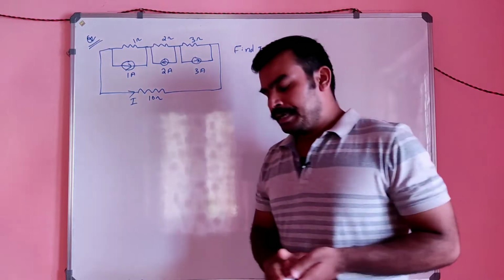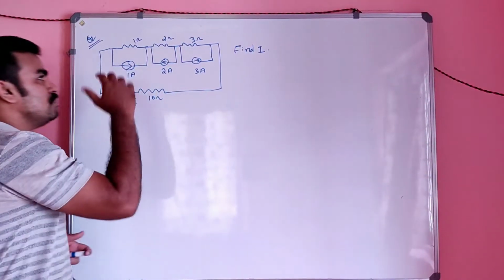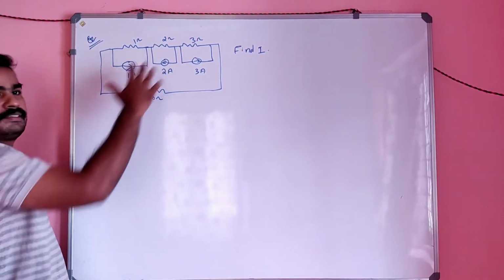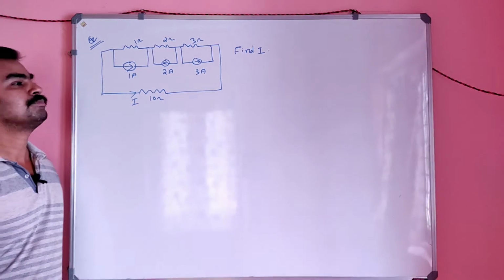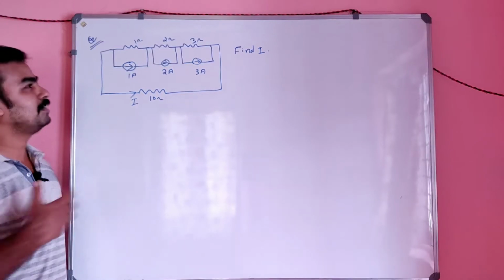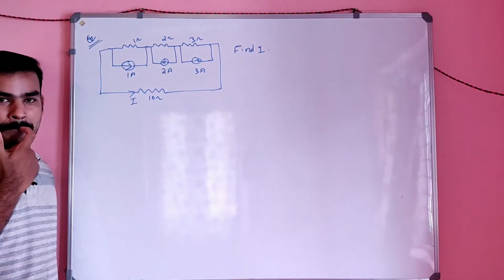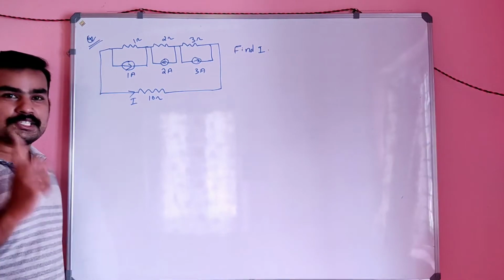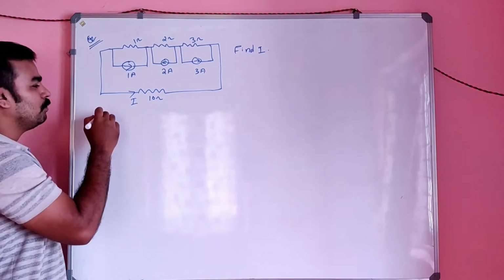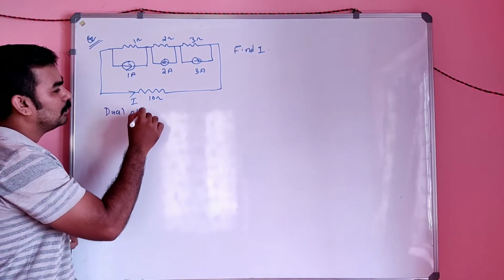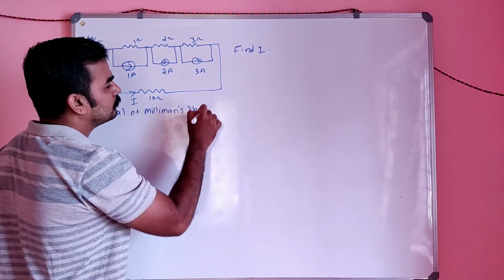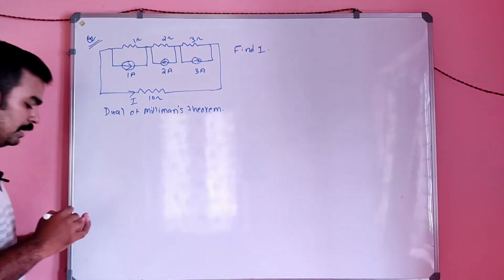Did you find any similar circuit to this one before? Try to recollect. Did you see such a circuit anywhere? Yes, what is that? It is nothing but the dual of Millman's theorem.